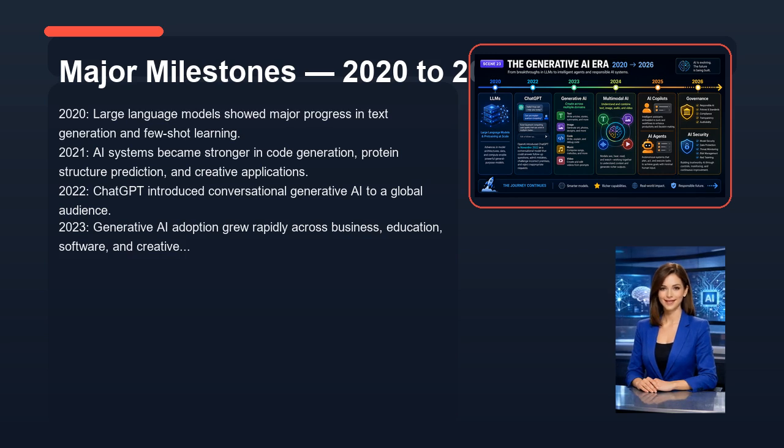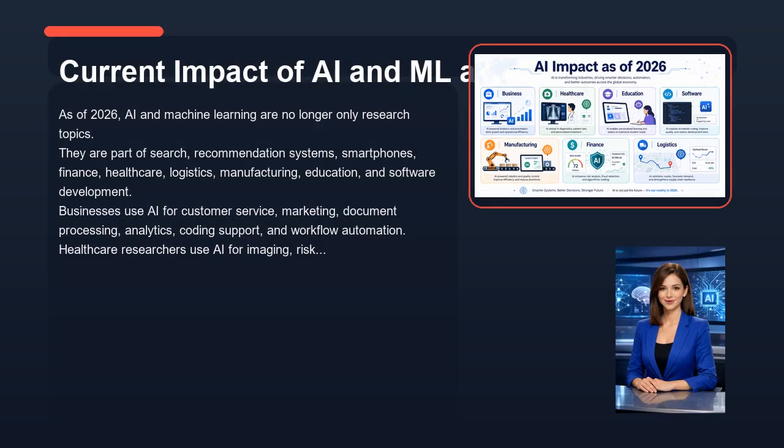2023, generative AI adoption grew rapidly across business, education, software, and creative work. 2024 and 2025, multimodal models, AI copilots, and enterprise AI tools became more common. By 2026, the focus shifted toward AI agents, governance, security, domain-specific models, and reliable business value. Now let's look at current impact of AI and ML as of 2026.